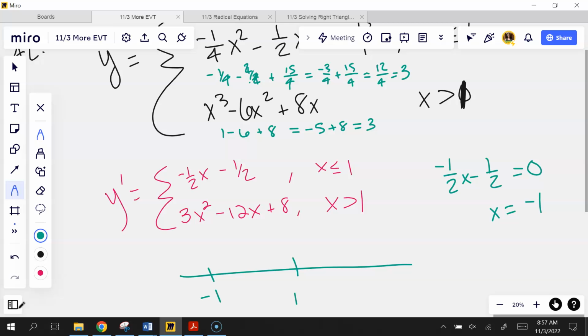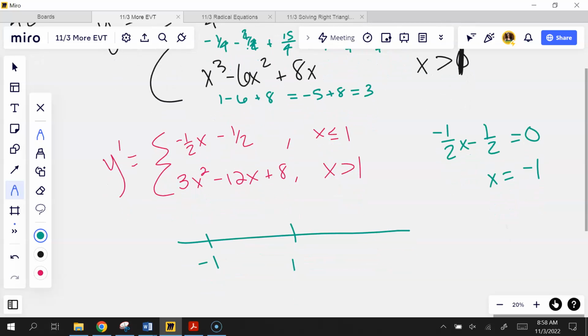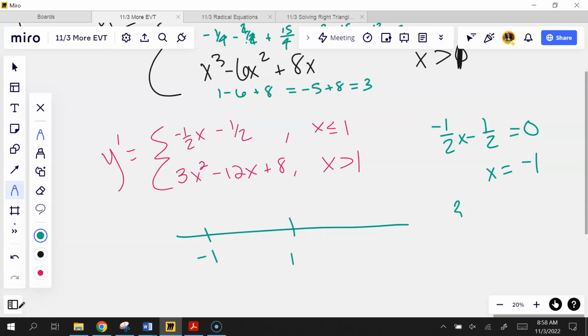But I also have to set my second equation equal to 0. So I also have to do 3x squared. Now here's where I said the fun was fixing to come in. Guess what? It does not factor. What multiplies to 24x squared but adds to -12? Nothing. What does that mean?